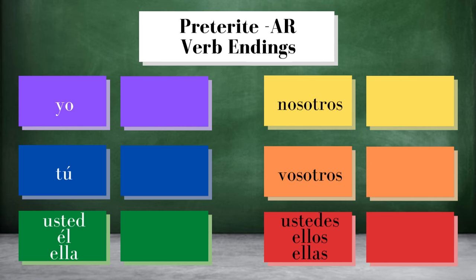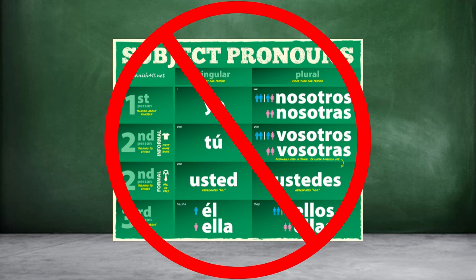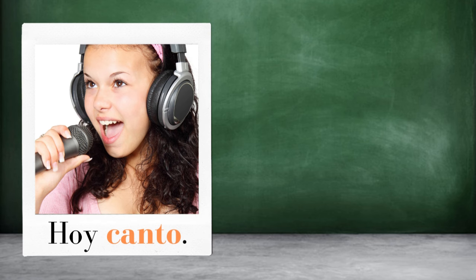Now we're going to explore how to conjugate preterite AR verbs, but instead of telling you how to conjugate them, I want to see if you can figure it out using your critical thinking skills. Let's give it a try. As you might remember from our video about subject pronouns, we do not need to write the subject pronoun in order to understand who is doing the action in the sentence. The conjugation, or the ending of the verb, lets us know who or what is doing the action. So let's take a look at our first example.